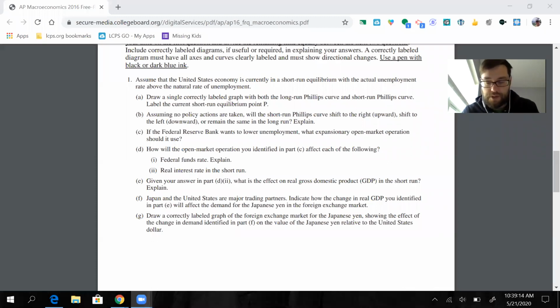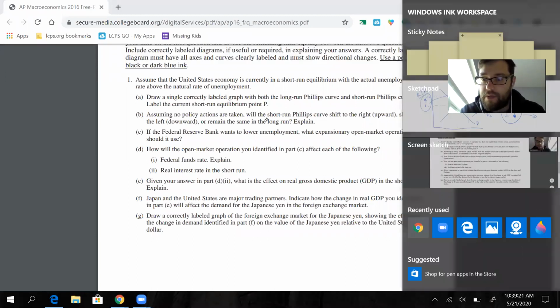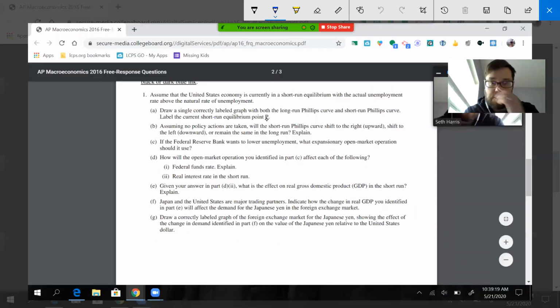Let's take a look here at the 2016 macro long FRQ question number 1. Okay, there we go. So this question is going to start out with the Phillips curve, and then we're going to go from there. So let's just use a screen sketch. Assume the United States economy is currently in a short-run equilibrium with the actual unemployment rate above the NRU, above the natural. So that's important to locate, pay attention to.